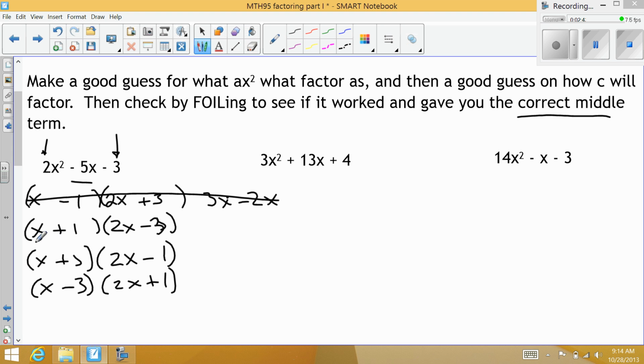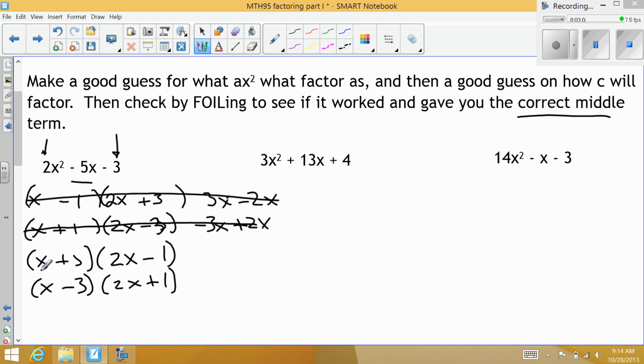Okay, taking my next combination here, x times 2x is again 2x squared. X times -3 is a -3x. 1 times 2x is plus 2x. And that's going to give me a -x, not a -5x. So again, I know this is not the combination that works.